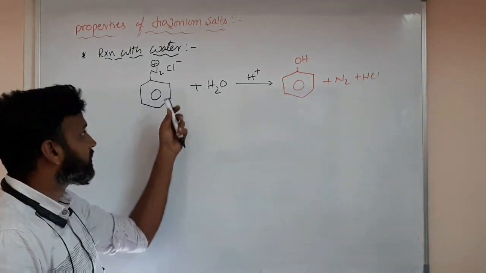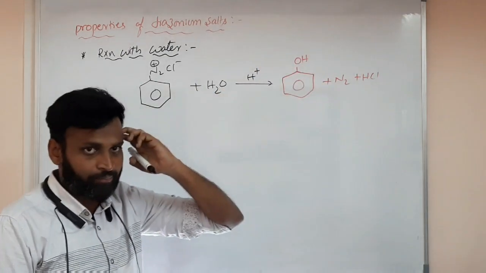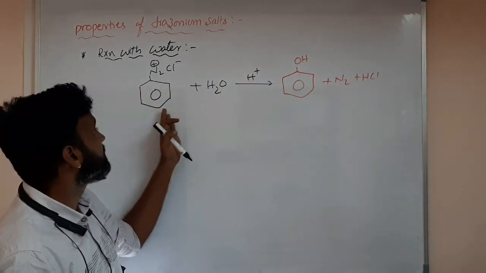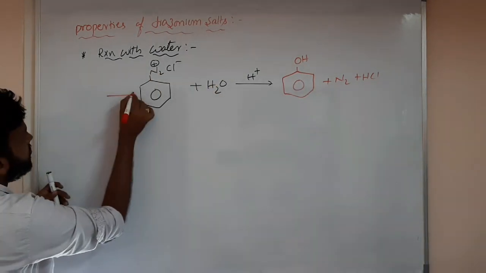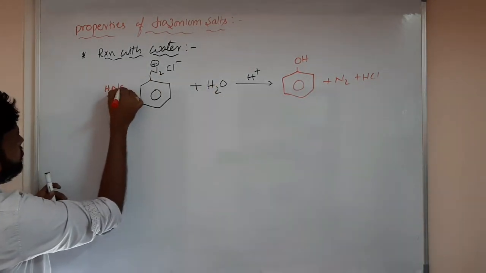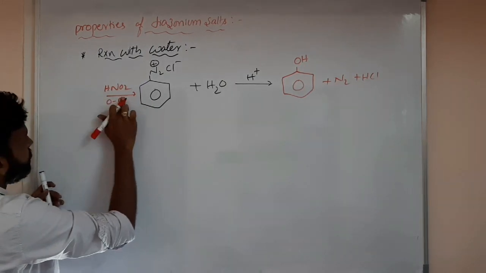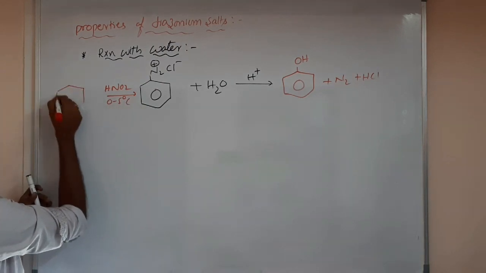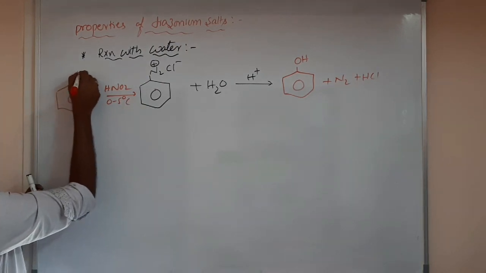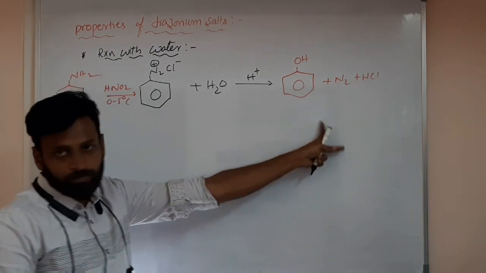For aliphatic diazonium salts, when you are using H3PO2, you directly get alcohol. But here for benzene diazonium salts, what is the product? We are using HNO2, at 0 to 5 degrees Celsius, with C6H5NH2, aniline. Aniline converted to phenol means this is the process.